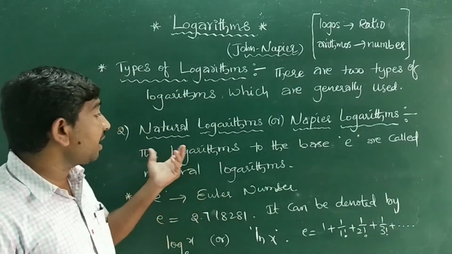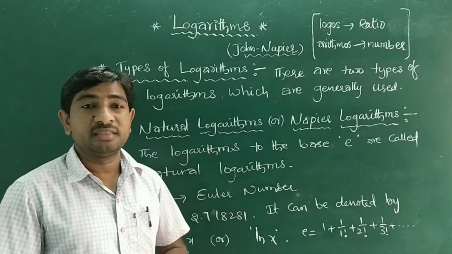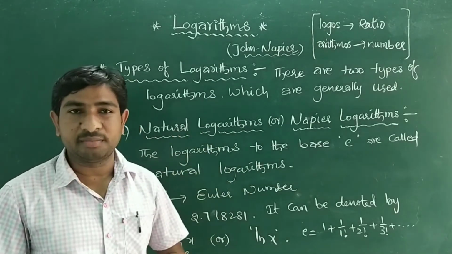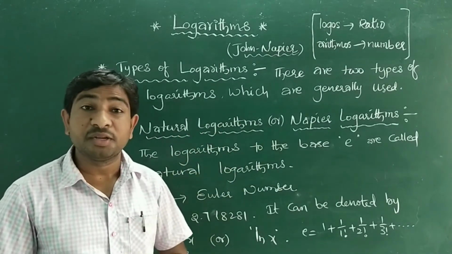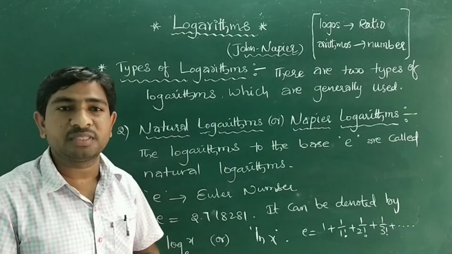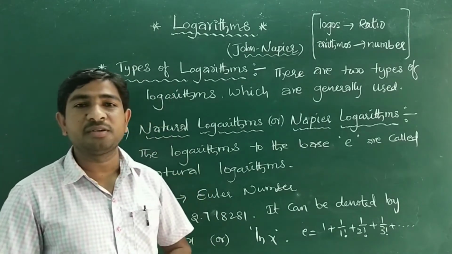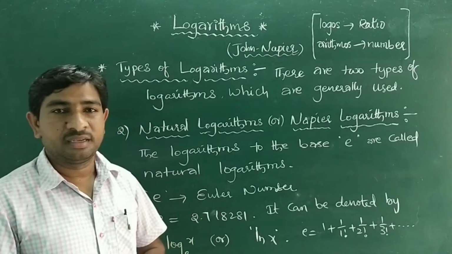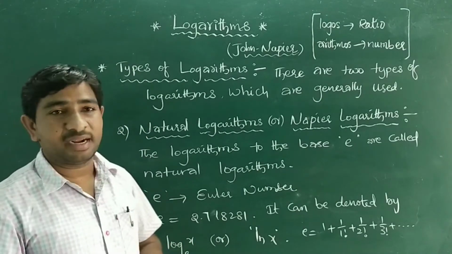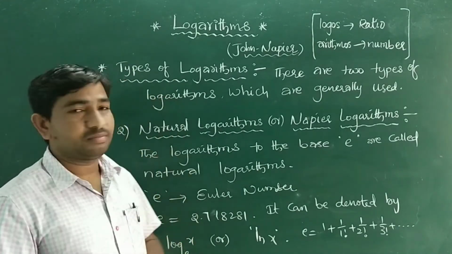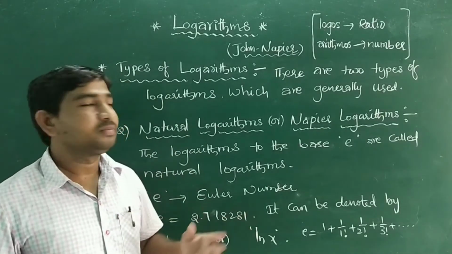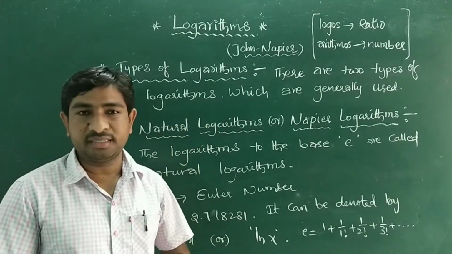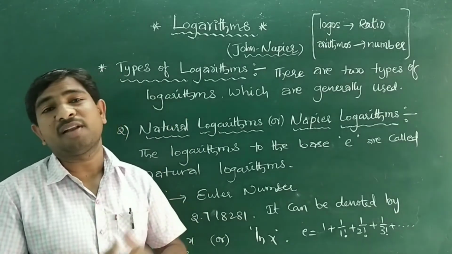Natural logarithms, or Napier logarithms, are used in theoretical mathematical problems, and common logarithms are useful in numerical mathematics. Now the definition of logarithms and types of logarithms are completed, and next are the laws of logarithms.